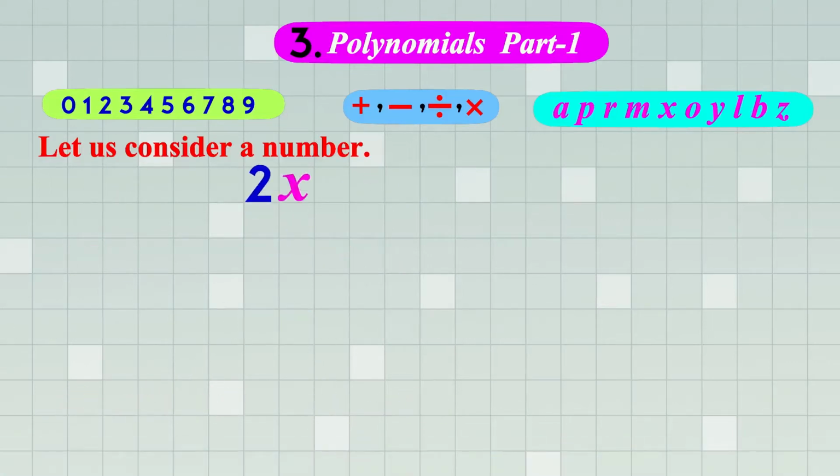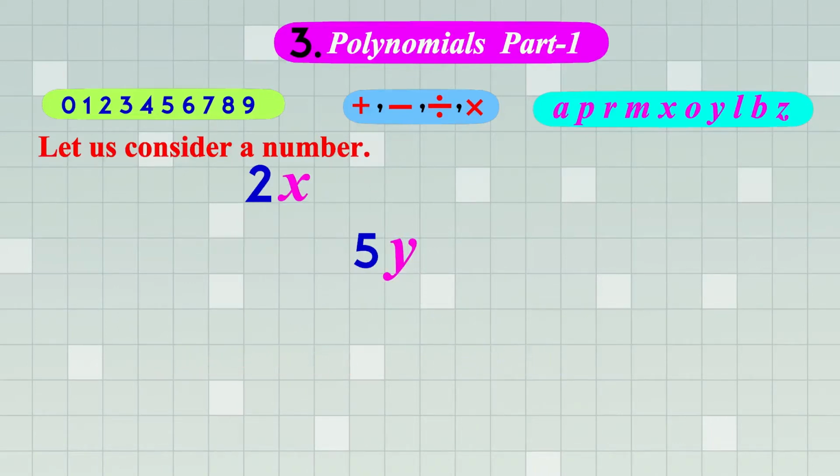Similarly, let us consider one more example. Let us consider a number 5. Along with this 5, let us consider an alphabet, for example y. Now in 5 and y also, there is no sign between them. That means the sign is multiplication. Now 5y is another term and it is one single term. Same like 2x, in this 5y, 5 is called coefficient and y is called the variable.